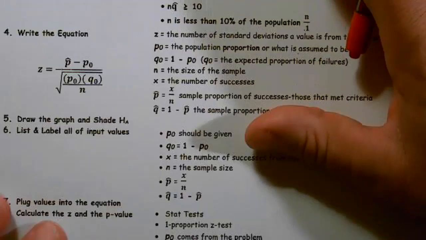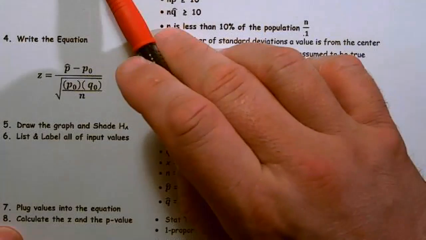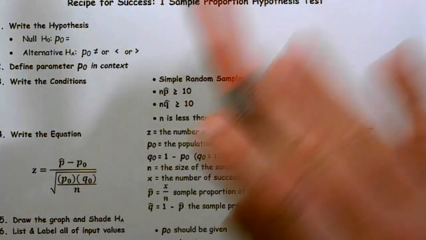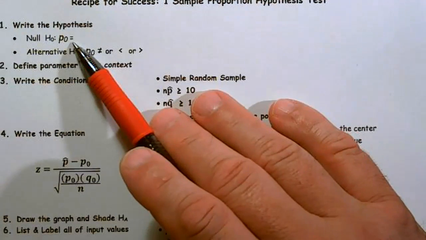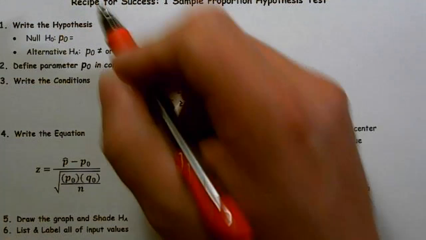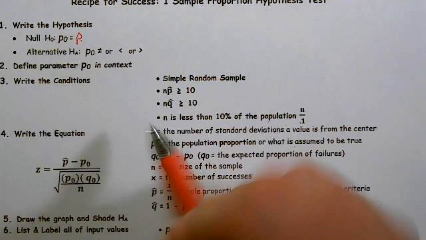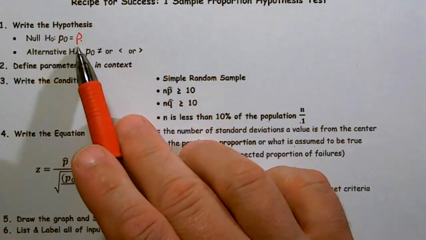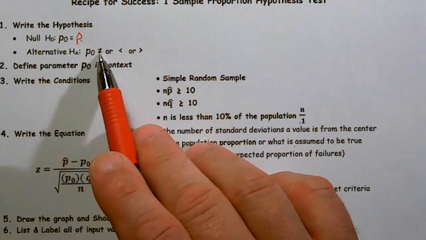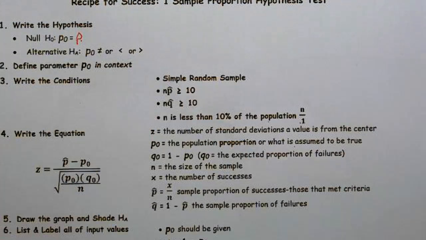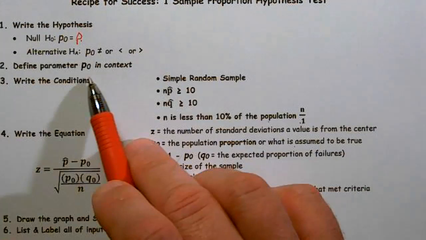Your recipe for success: start off by writing the null hypothesis. And you'll say P naught. You can just say P, but I'd rather you say P naught. P naught equals, or P equals, and the alternative is going to be not equal to, less than, or greater than. So nothing new there.